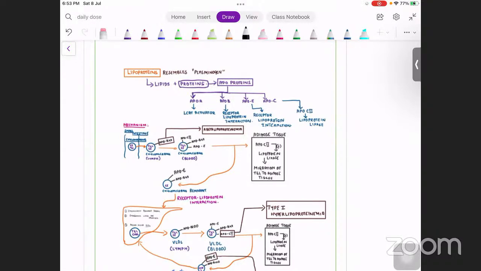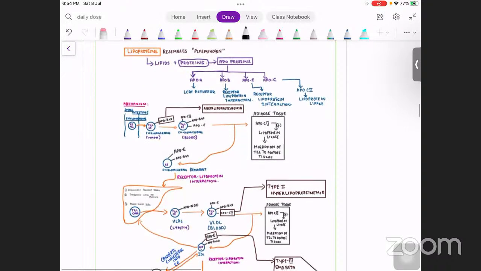Lipids and proteins together are called lipoprotein. For the next 15 minutes, focus, people, stay focused, because we are going to discuss a very important and very easy topic. If you miss it, you will not get the answers clearly.